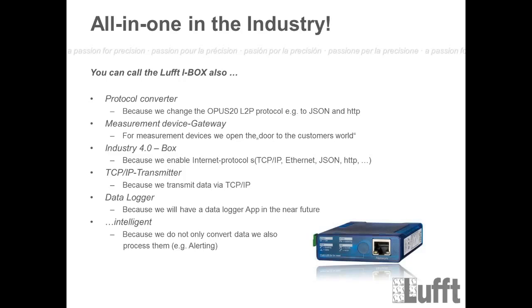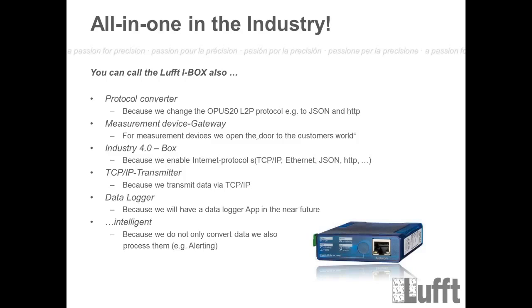The reason is because we enable internet protocols with the I-BOX. That means TCP/IP, Ethernet, JSON, HTTP, all these protocols can be used. You can also call it TCP/IP transmitter because we transmit data via TCP/IP, Ethernet here. You can also call it data logger, and that's a new function here. We will have a new app ready in the next weeks, which will be a data logger app, and with this data logger app you will be able to log data from different devices, for example from the Opus 20.